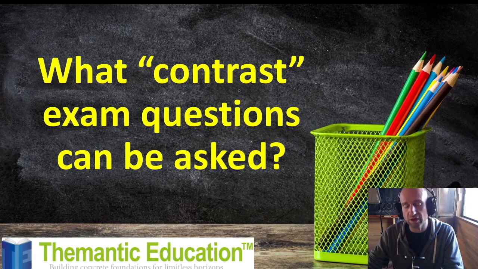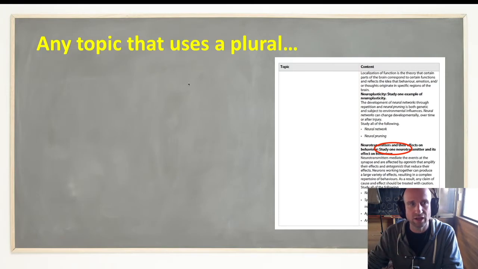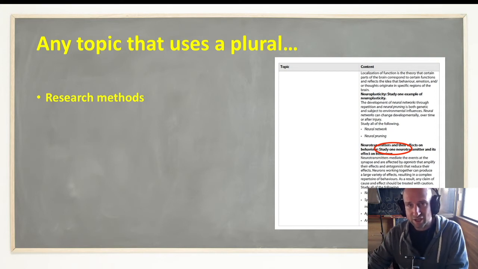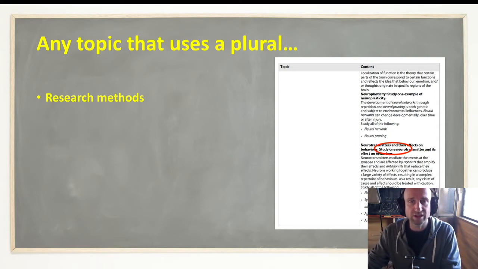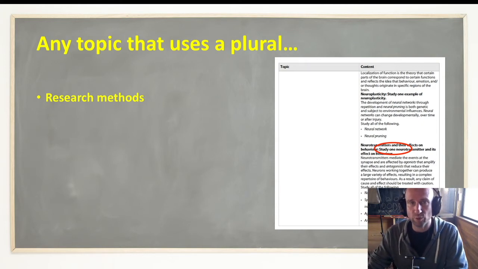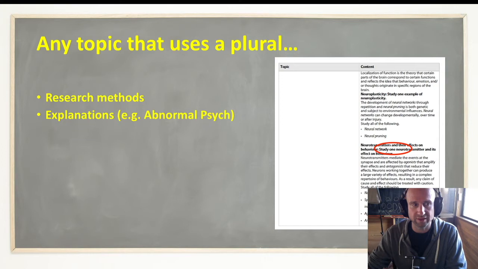So first of all, what contrast exam questions can be asked? Well, any topic that uses a plural. So if in the IB psychology guide, we can see here in the image, it says something like study 1 neurotransmitter, well, you're never going to be asked to contrast the effect of 2 neurotransmitters because the guide says 1, right? So research methods, you might be asked an essay question on contrasting the use of 2 research methods because there have been exam questions that have asked about 2 specific methods.